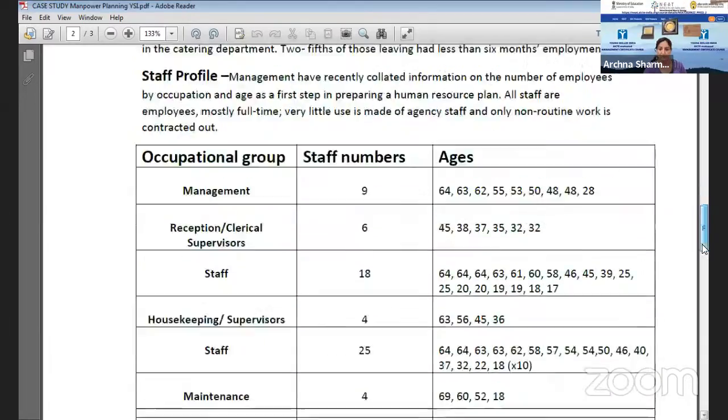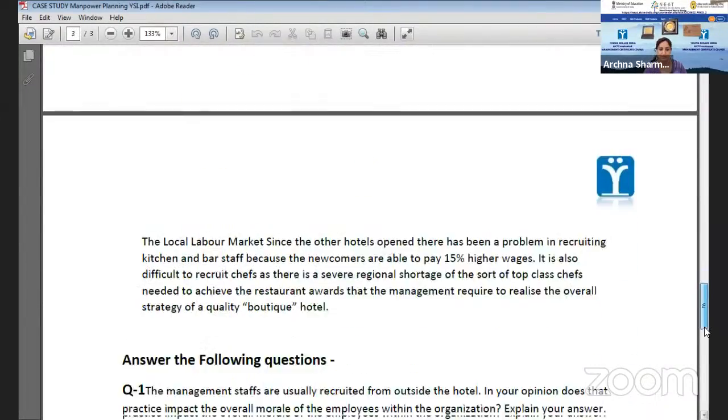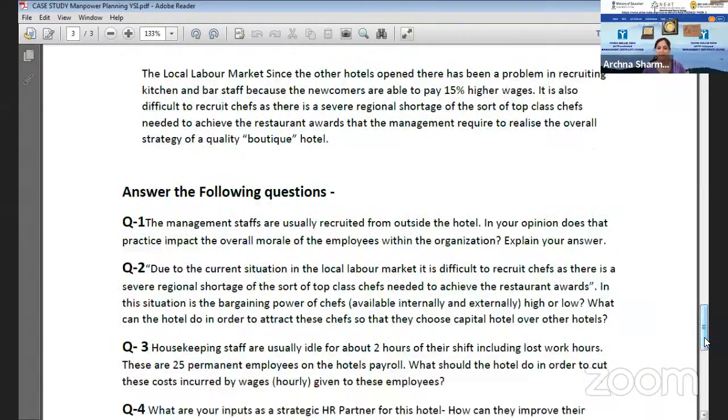So before we talk about questions, let's talk about what you understand by the case study. What do you think are the problems in general, according to you? Whatever you have studied in manpower planning lectures, what according to you are the major problems in this case? Ma'am, may I? Yeah, please.